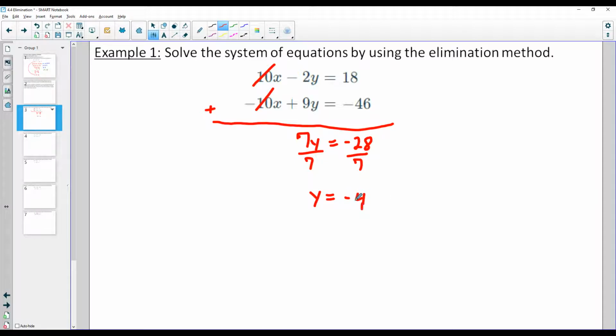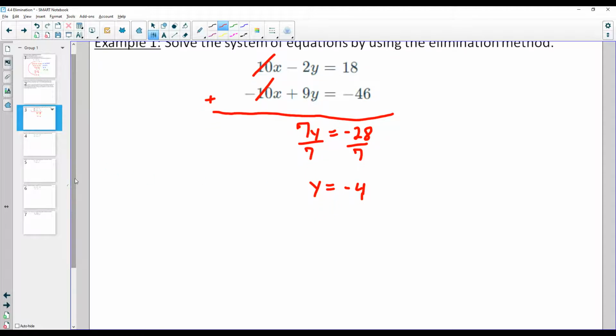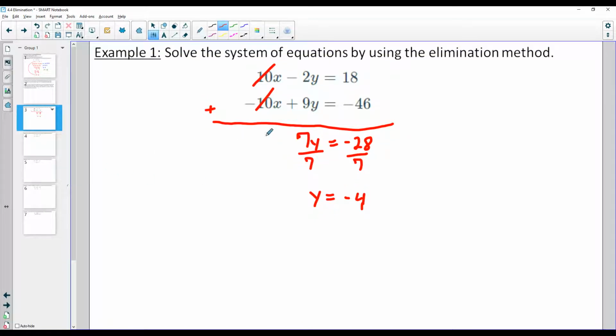Again, after adding, notice the x's disappeared and we just had one variable with one equation. So now we have a y value of negative 4. Well, we still need an x value, right? So let's look back up here. Now we need an x value, and we're going to plug it back into whichever equation seems easier. This one just seems like it has smaller numbers, so this one's going to be easier.